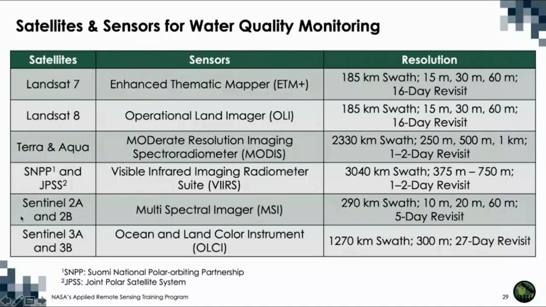In addition, Sentinel-2A and 2B and Sentinel-3A and 3B are European Space Agency satellites currently flying with sensors such as the Multispectral Imager (MSI) and the Ocean and Land Color Instrument (OLCI). MSI has a swath width of 290 kilometers, somewhat wider but comparable to Landsat, but has somewhat higher spatial resolution, nominally 20 meters, and a revisit time of 5 days. Sentinel-3 satellites with OLCI have a swath width of 1270 kilometers, a moderate spatial resolution of 300 meters, and a revisit time of 27 days.